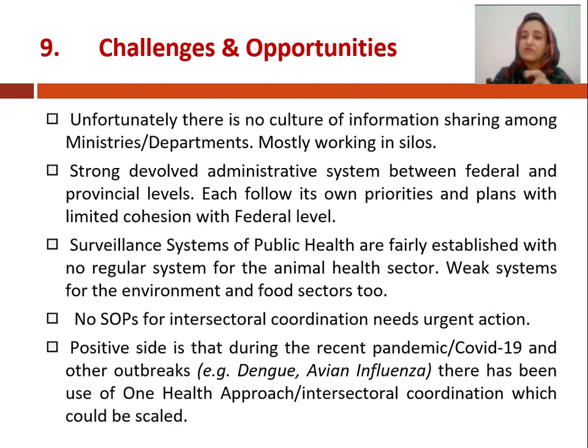Then we also witnessed a great deal of variation among the public health departments regarding the surveillance system, because the surveillance systems of human health and animal health are quite up to date, but we have weak surveillance systems for the environment and the food sectors, which need urgent action. There are almost non-existent SOPs for intersectoral coordination, which also need urgent action.